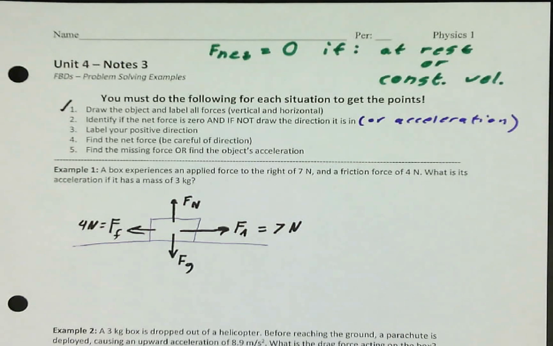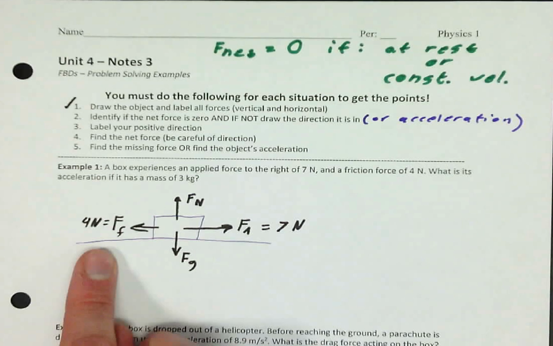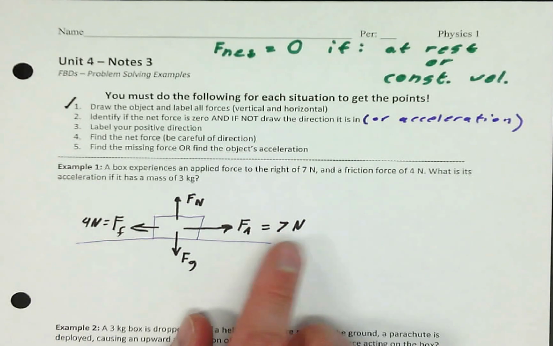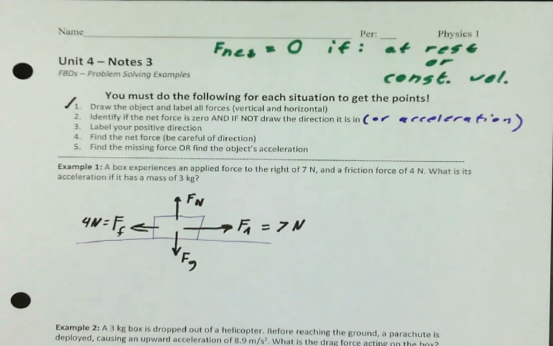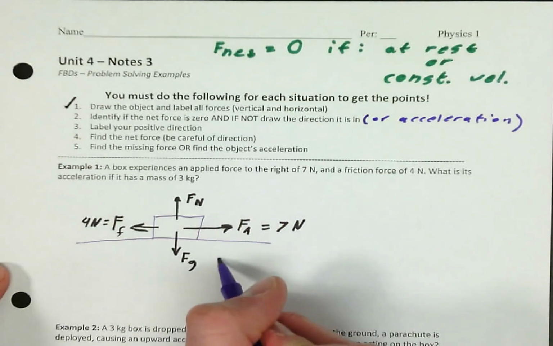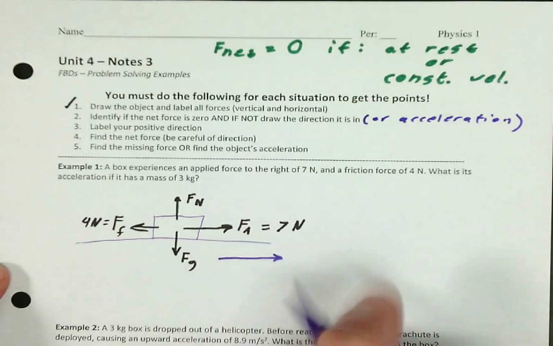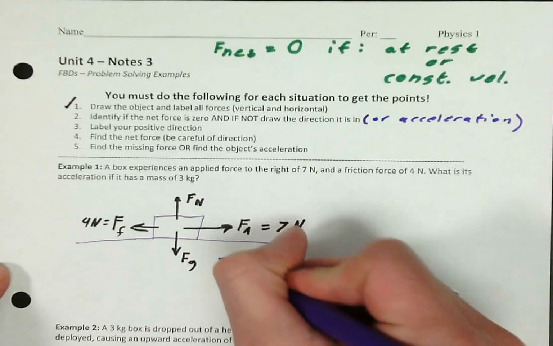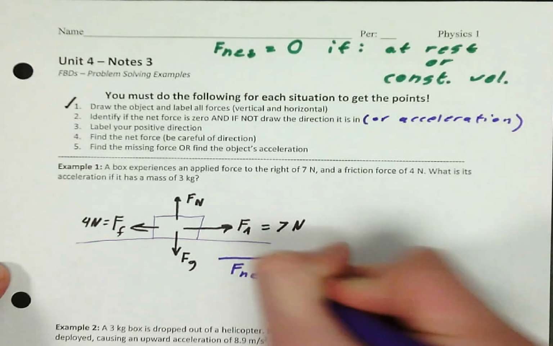So I'm looking at my numbers and I see that there is 7 to the right and 4 to the left. That means there's more net force to the right. That means the overall change in motion will be to the right. So I draw an arrow right and I write F net under it. That way I know the direction of the net force.